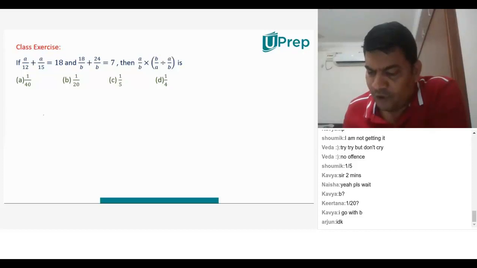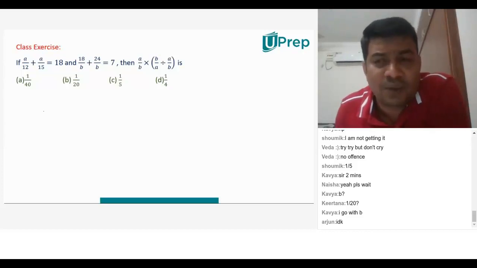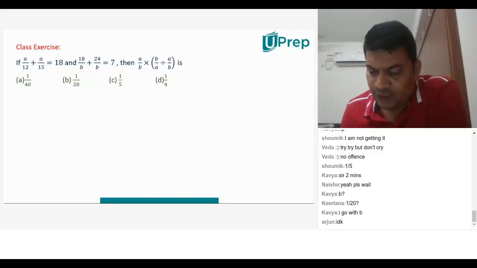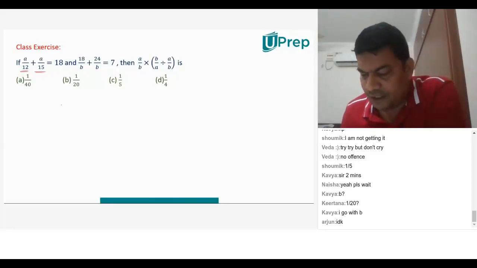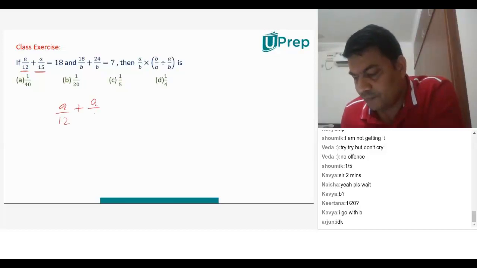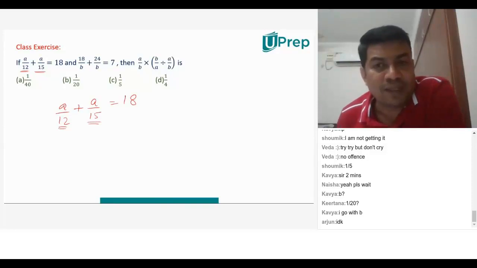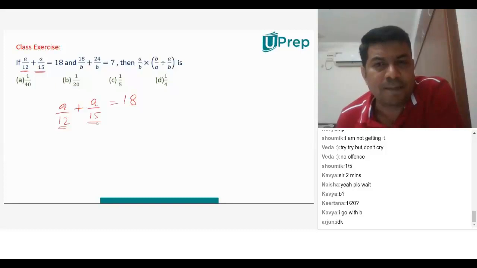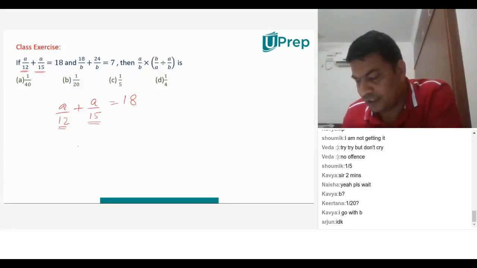No. I mean, there are better and very challenging questions. Let's go there. So let's not waste time on this. Let me explain. Concentrate. So we have A by 12 plus A by 15 equal to 18. You have 12 here and 15 there, so you can find the LCM quickly. What is the LCM of 12 and 15? It is 60. Very good.